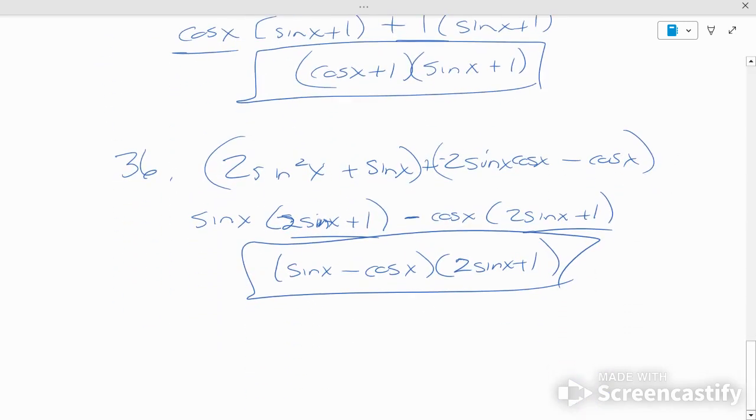On 36, what I do is when there's a minus sign here, I go plus a negative, then put two sets of parentheses around here with a plus sign in between. You factor out a sine x out of the first one, you get 2 sine of x plus 1. Factor out a negative cosine of x out of this one, you get 2 sine of x plus 1. So it's sine of x minus cosine of x times 2 sine of x plus 1. All right, that's the answers to the first assignment, factoring one.